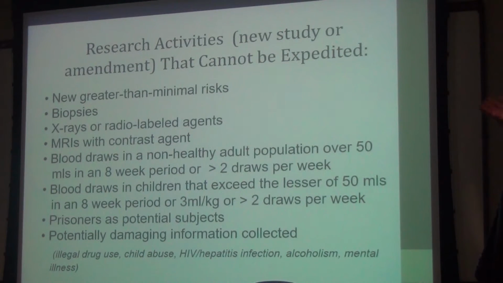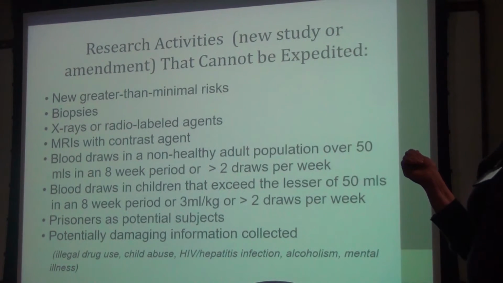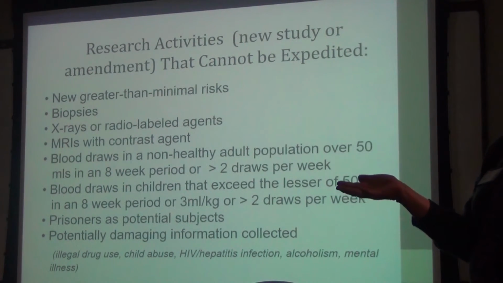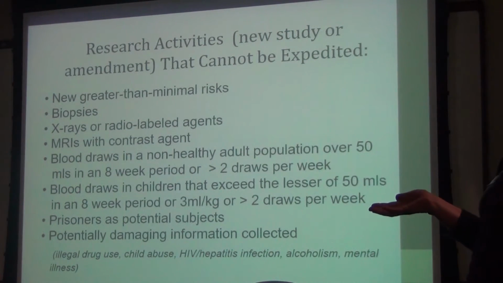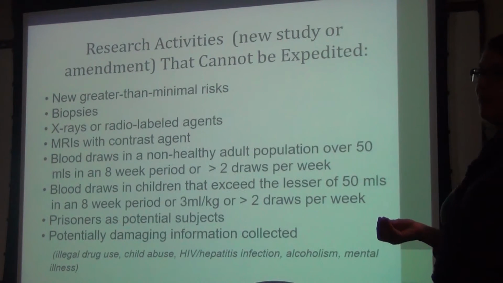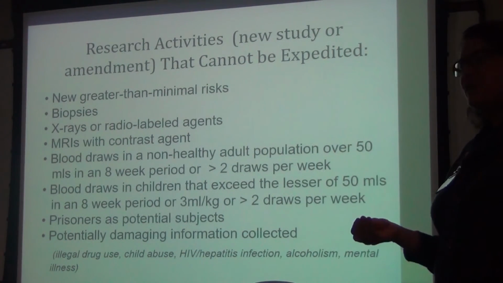X-rays, a lot of this makes sense. MRIs with contrast, MRIs without contrast, they can be expedited. Blood draws in a non-healthy adult population over 50 mLs in an 8-week period or greater than 2 draws per week. For children, it's the lesser of either 50 mLs in an 8-week period, 3 mLs per kilo, or greater than 2 draws per week. Really, if you're submitting an amendment, hopefully it doesn't matter too much whether it comes to you in days or weeks. If it comes to full board, it's probably going to be weeks. Now, some IRBs don't have eight boards a month, and IRB review takes forever.